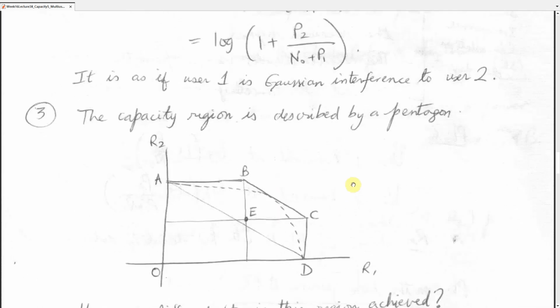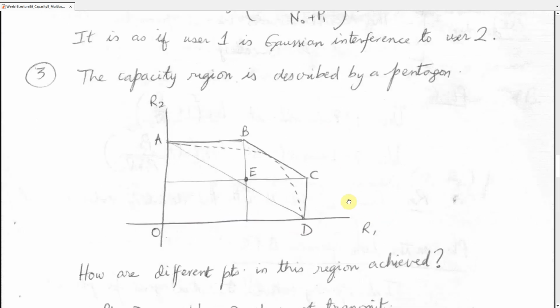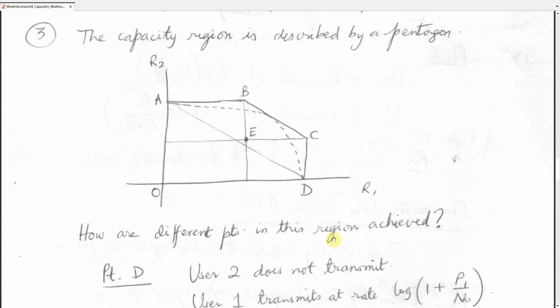So we can have more points. The capacity region is described as a pentagon. In detail, it is defined as a pentagon which has five points: point O, point D, point C, point B, and point A. So let's go into the detail. How are these points validated in the region? How are these different points in this region achieved?